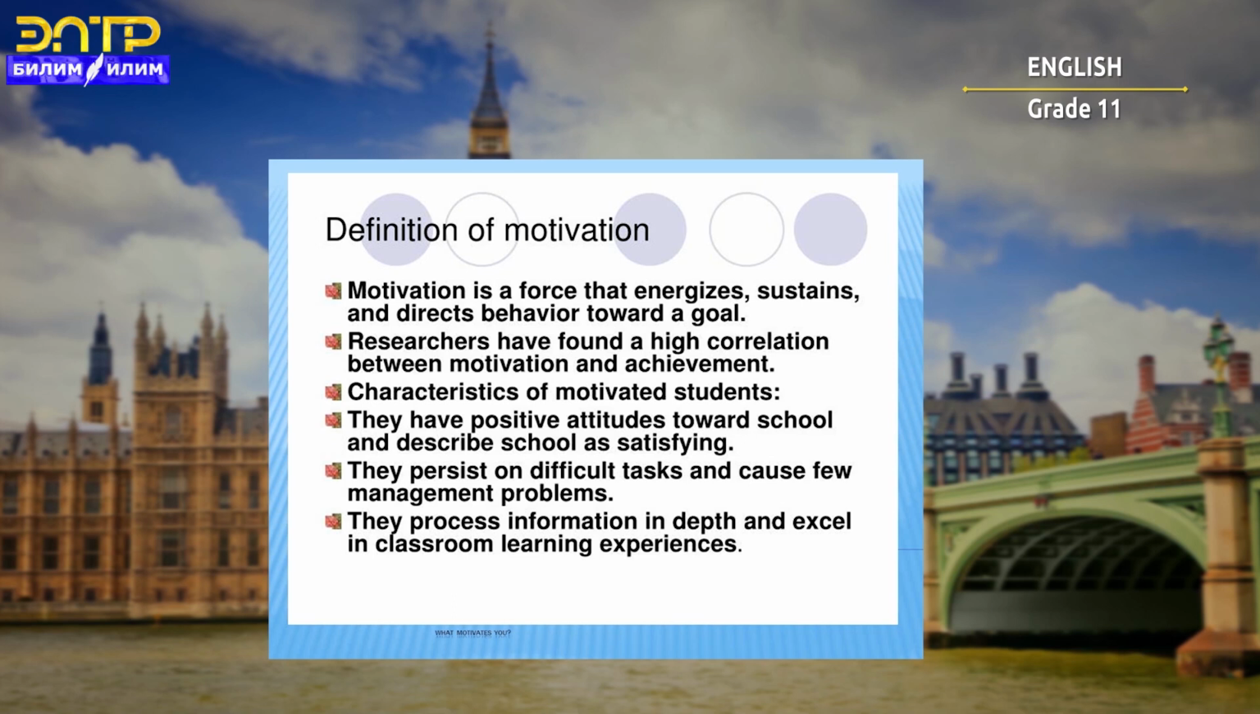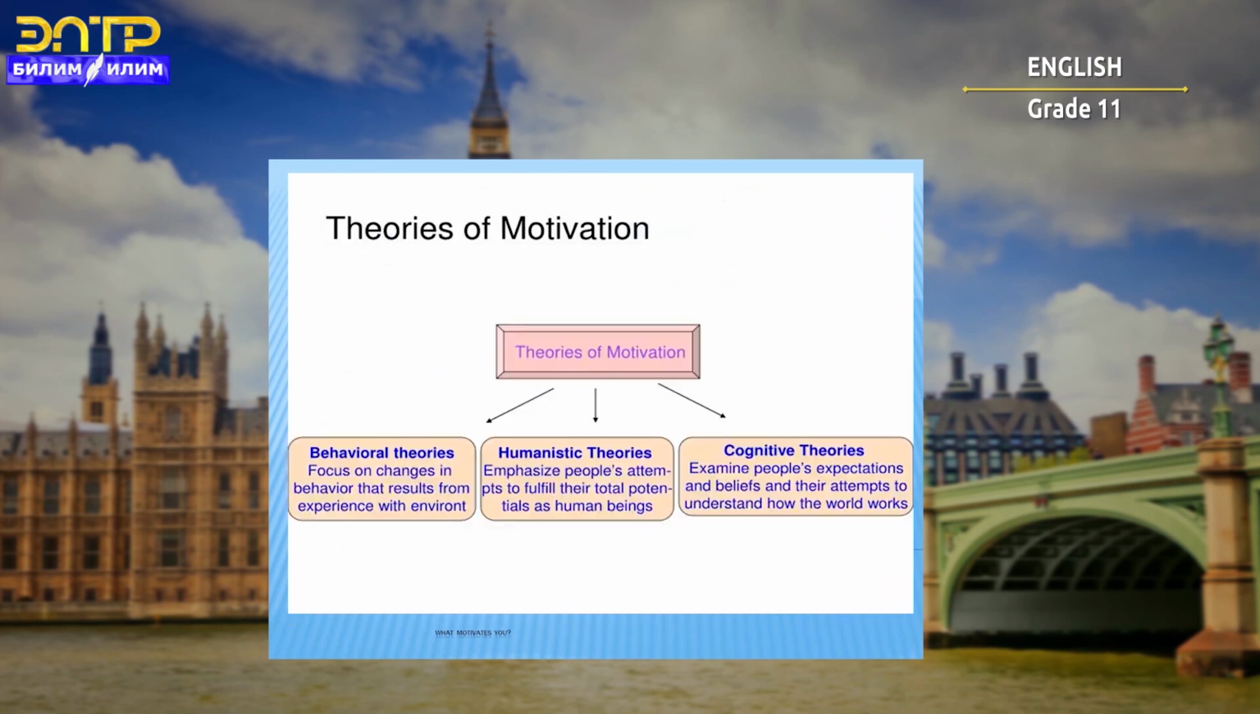Researchers have found a high correlation between motivation and achievement. Characteristics of motivated students: they have positive attitudes towards school and describe school as satisfying. They persist on difficult tasks and cause few management problems. They process information in depth and excel in classroom learning experiences.